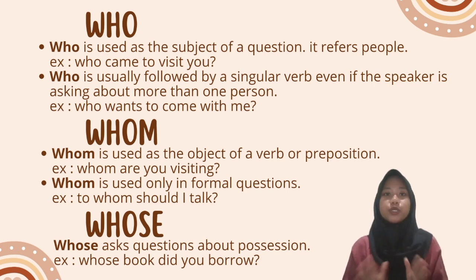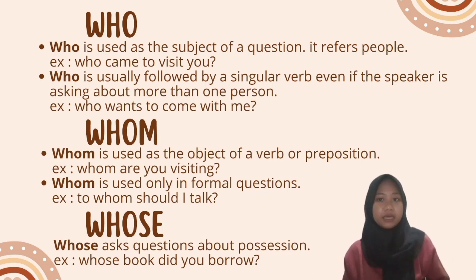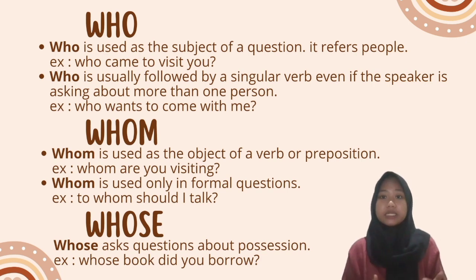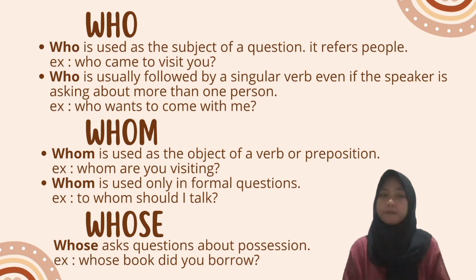Next, who is usually followed by a singular verb even if the speaker is asking about more than one person. Example, who wants to come with me? In this question, he or she is asking for more than one person, but we don't need to change to a plural verb because who is usually followed by a singular verb.